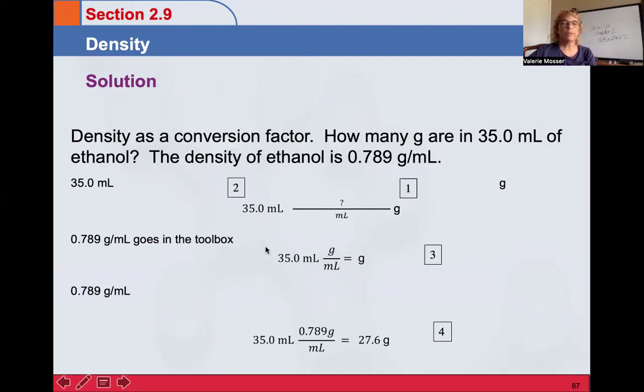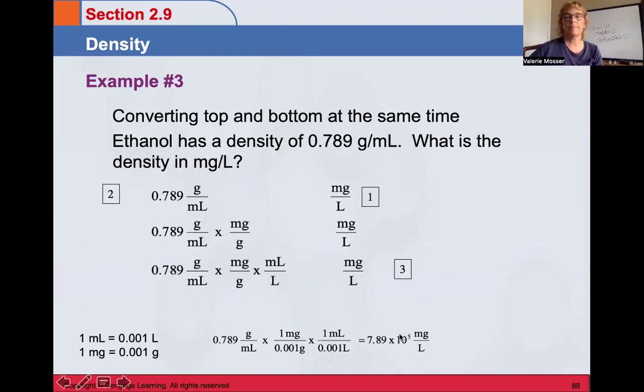Our conversion factor is the density here, 0.789 grams over mL. So the 0.789 goes with the grams, the mL go on the bottom. We multiply 35.0 times 0.789, and the answer comes out 27.6. Both numbers have three sig figs, so the answer has three sig figs. Now, for most problems that we've seen up until this point, we started with a value that only had a single unit in it.